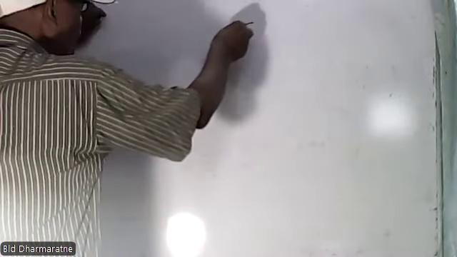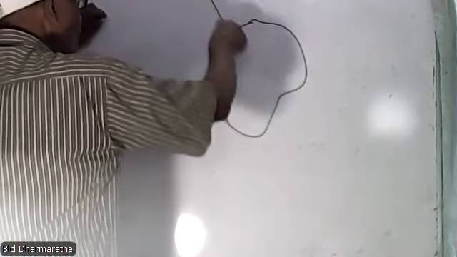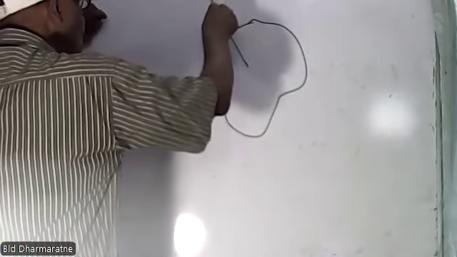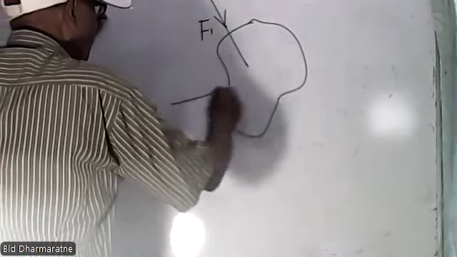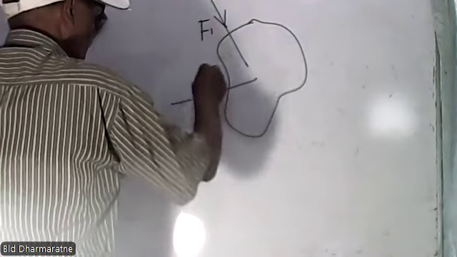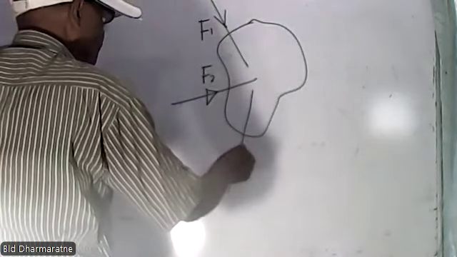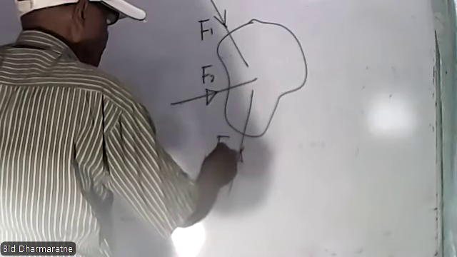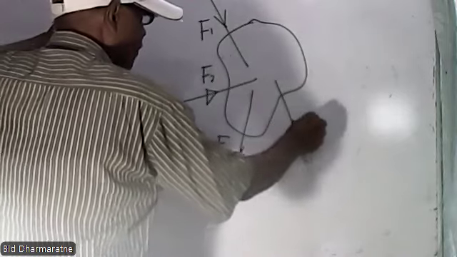Take a rigid body with several forces acting on it: F1, F2, F3, F4. Four forces acting on it.